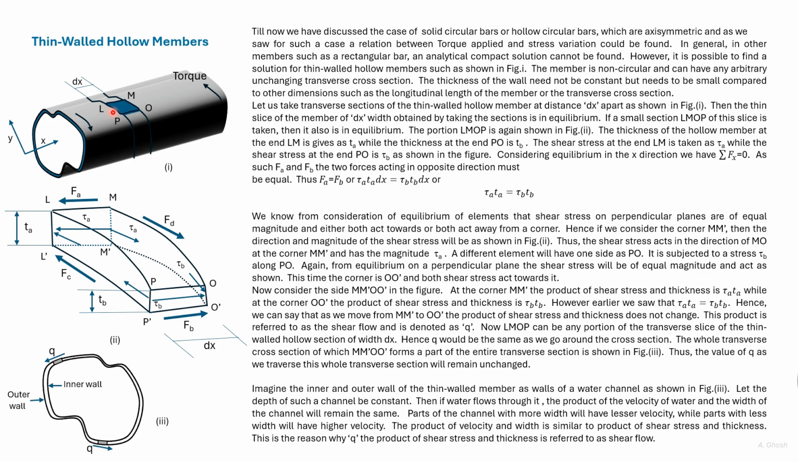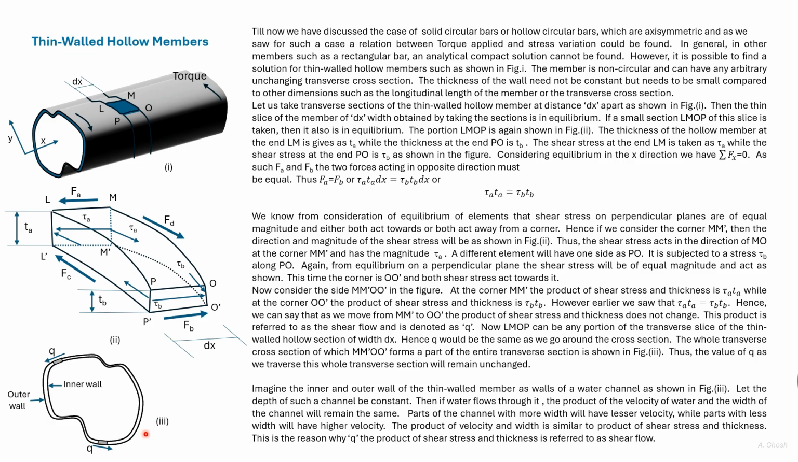We could have taken this small area LMOP in any different part of the strip, that is the strip between the two cross sections taken. So it could have been somewhere over here or somewhere over here. The shear flow has to be the same. So if we consider the cross section of which MO is a part, the shear flow stays the same throughout the cross section.